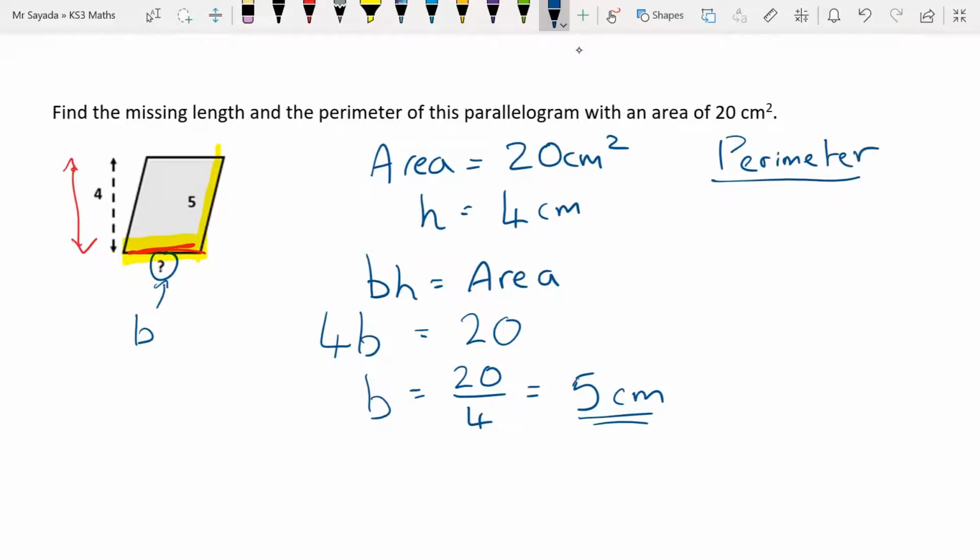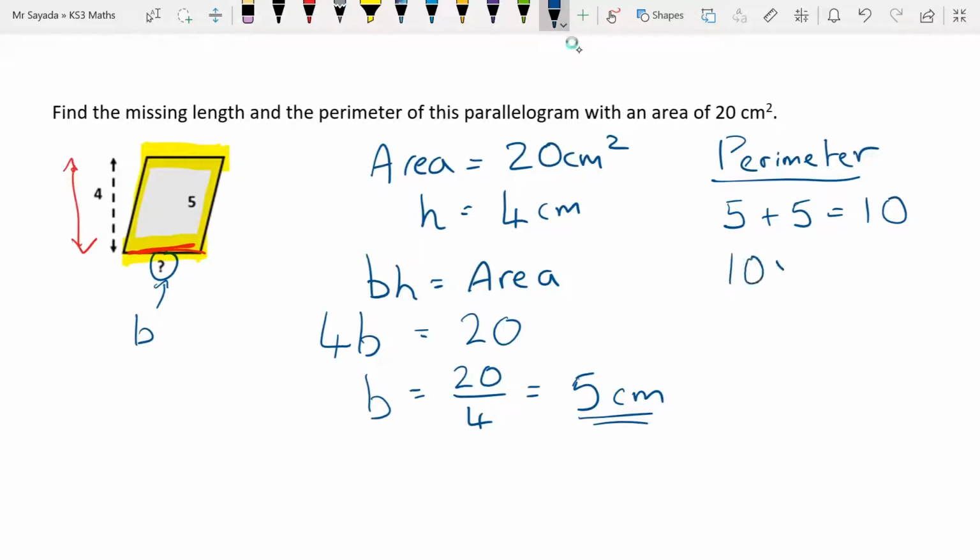The sum of those two sides that I've highlighted in yellow, sum means add together. So the sum of those two sides is 5 plus 5, because the base is 5 and the slanted side is 5. That makes 10. And then I have another two sides the same. So that's also 5 and that's also 5. So what do I do to this 10 to find the perimeter? Say your answer to the video now.